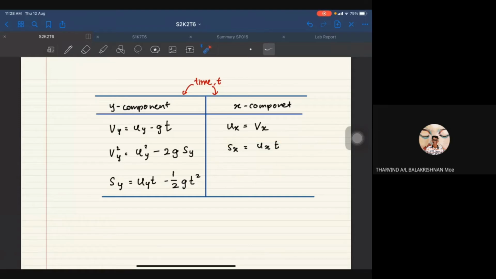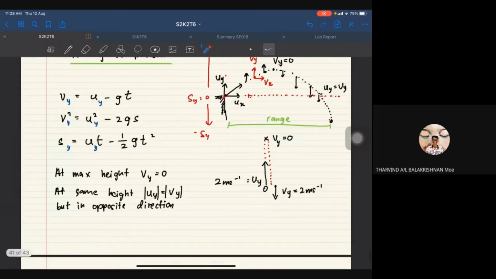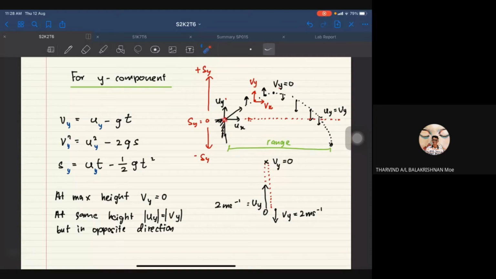Itu contohnya. Okay, contoh macam katakanlah soalan dia kata find the range Sx bila dia sampai dekat maximum height. Okay, you know that you want to find the Sx over here. One thing that you know bila dekat maximum height, kamu punya Vy ni equals to 0. So you can substitute this information inside equation of a Y component. You can find the time taken for it to reach this height. Masukkan balik dalam X component punya equation, then you can find the Sx. Okay, that's the idea lah.